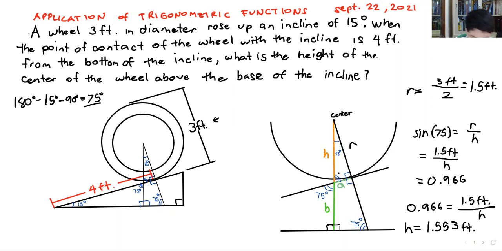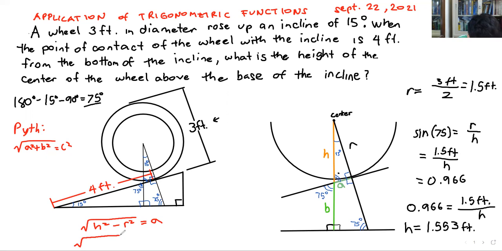Okay, so since we have h already, we can find a because we know h and r. Using the Pythagorean theorem, we can find that the square root of h squared minus r squared equals a.